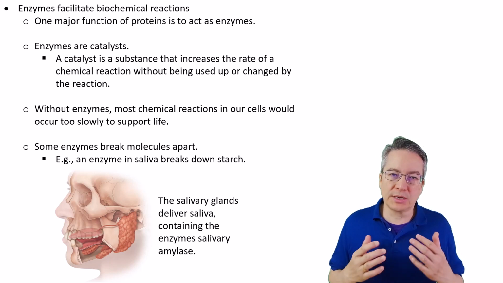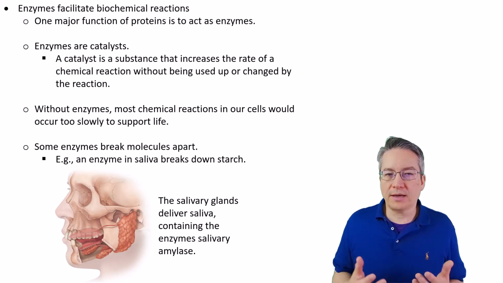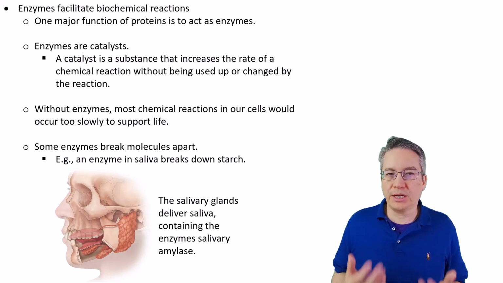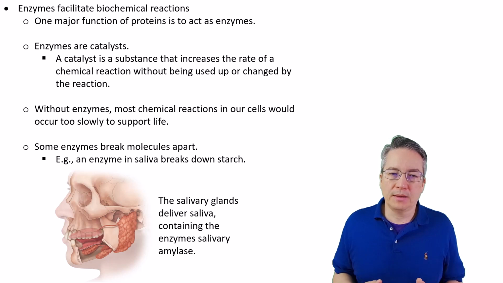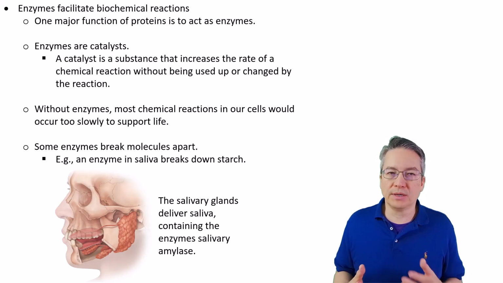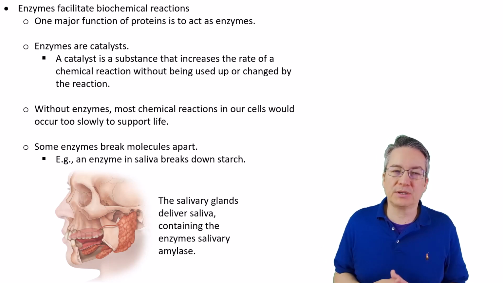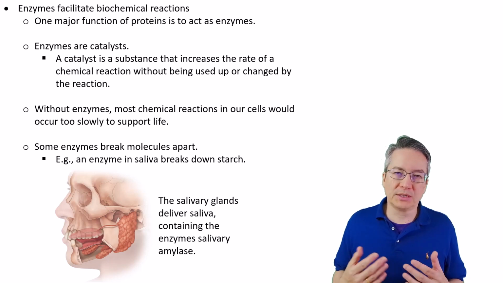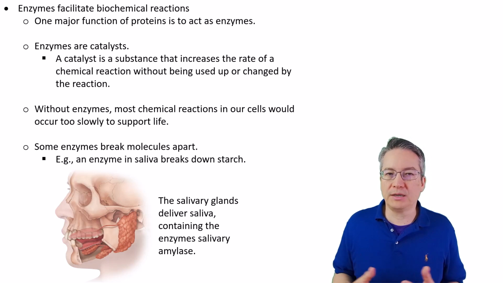Enzymes are catalysts. A catalyst is a substance that increases the rate of a chemical reaction without being used up or changed by the reaction. Without enzymes, a lot of the chemical reactions that occur within our cells would simply occur so slowly that we'd be dead. It's just impossible to support life otherwise. There are different types of enzymes, and we'll be discussing many different enzymes throughout this course.